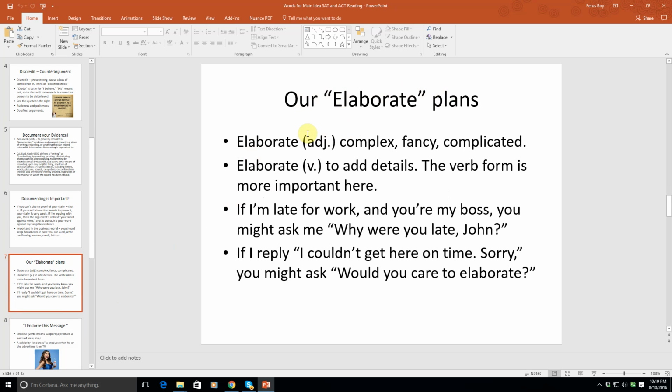Elaborate as an adjective means complex, fancy, or complicated. Elaborate, the verb, means to add details. The verb form's a little more important here. We're talking about adding details. So if you say something, you want to elaborate on it because the person who's reading your essay, or the person whose essays you're reading, you want to be able to say, oh, this person elaborates on the general point by adding these examples that really drive it home and make it something that I understand.